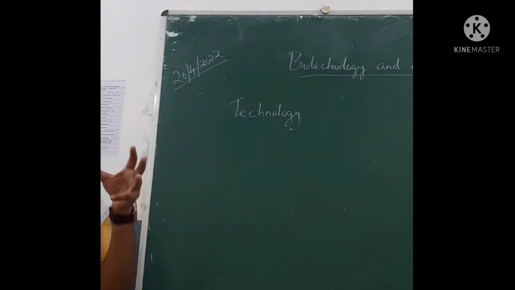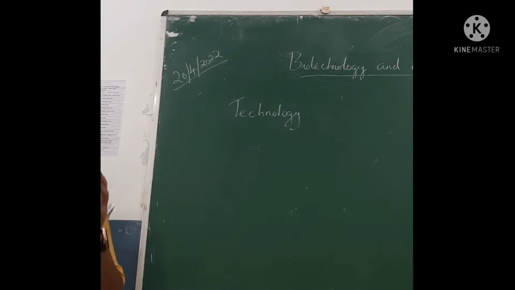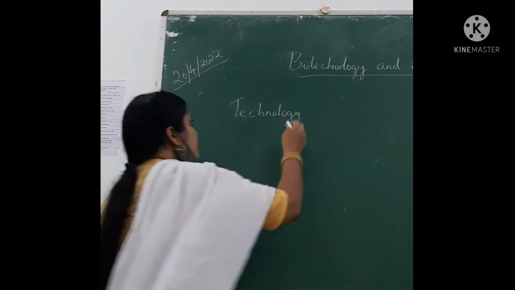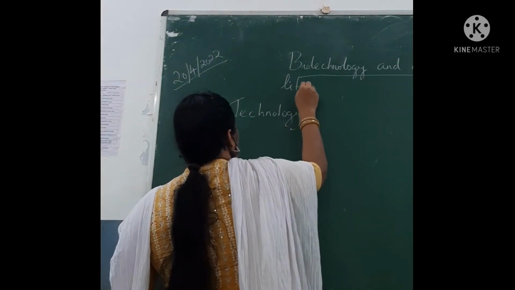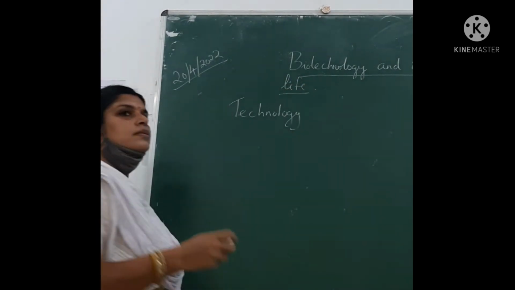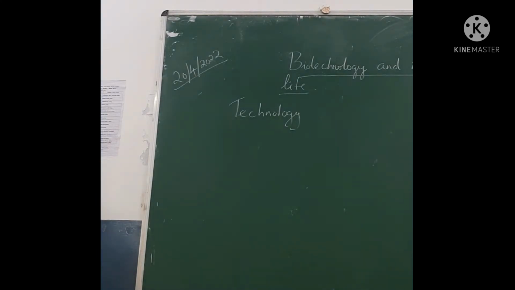See, we use the life of microbes. That's why it became bio. Bio means life. Okay. Biotechnology is technology which uses microbes and their life to create some products that are needed for us.